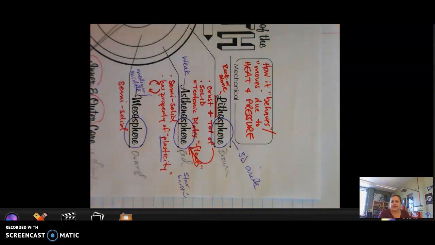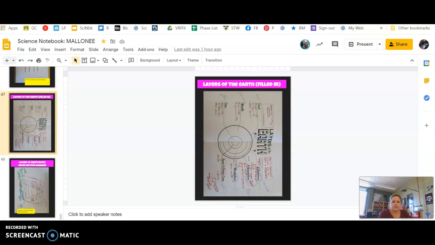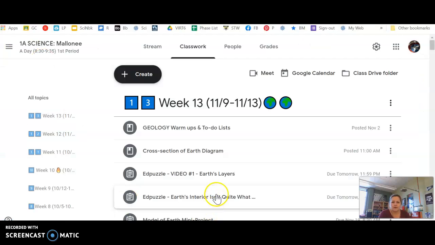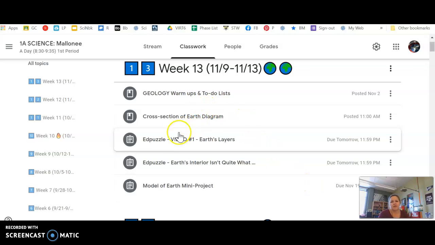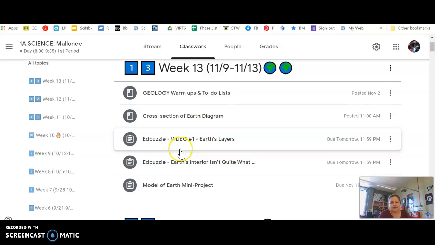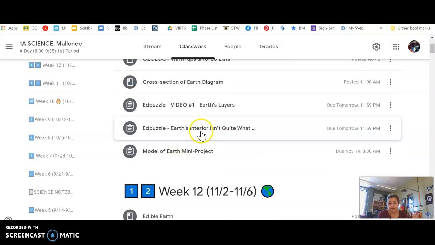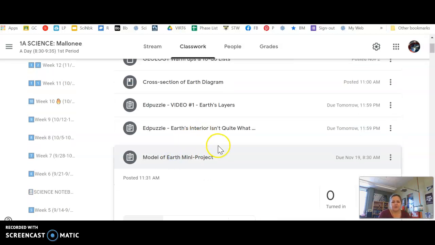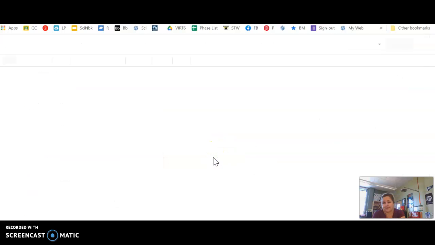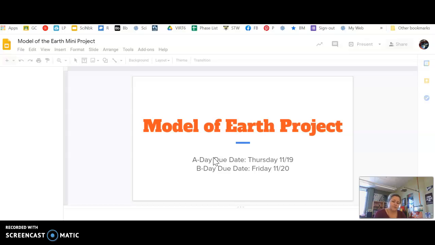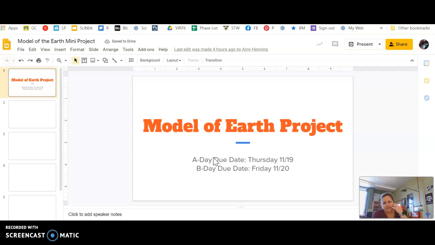I don't have much time left on my video, so real quick, once you've got that done, and there's that cross section if you want it, you have two Edpuzzles, right? And you should have a density Gizmo that you've finished up. Then you've got this model of the Earth mini project. We will talk more about it later, but you're going to build a model kind of like we have been discussing, and talk about the strengths and limitations of a model. But this won't be due until A Day the 19th or B Day the 20th.